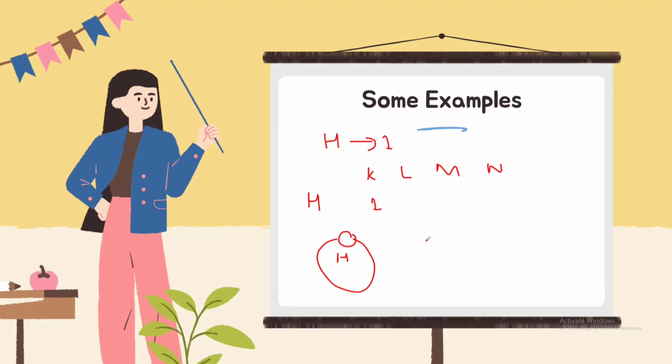Okay, now let's move on to some more examples. So the electronic configuration of hydrogen was 1. Now let's see the electronic configuration of helium.